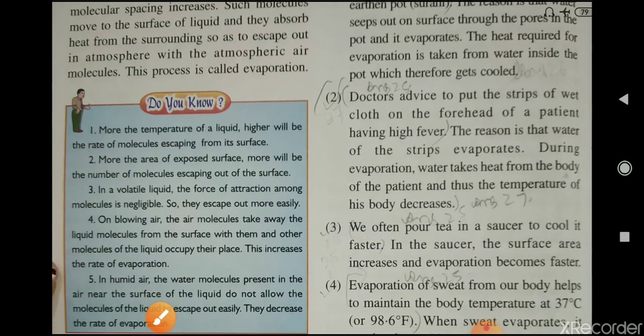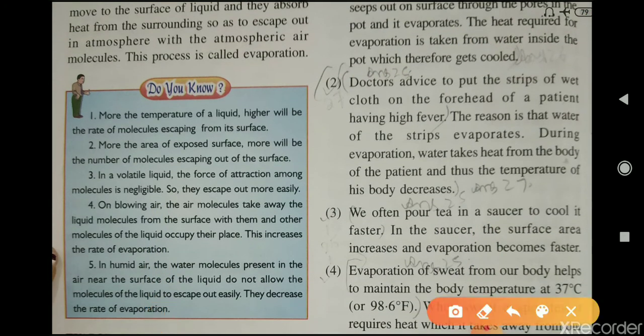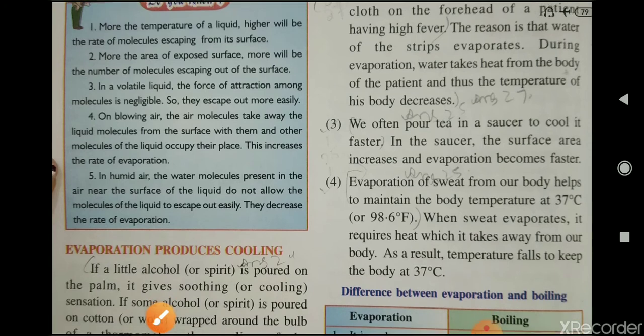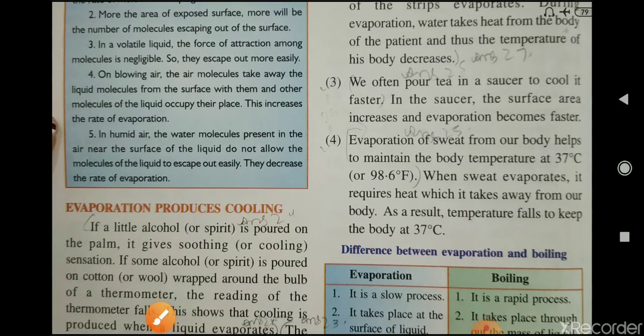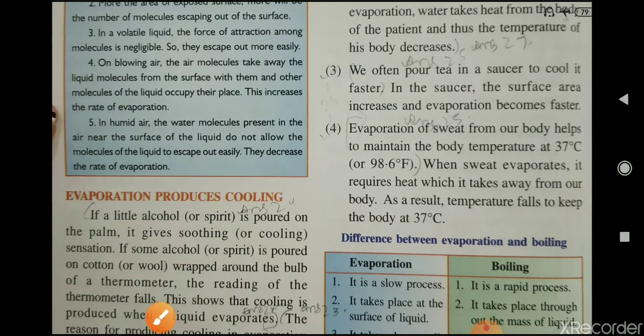Second one is, doctors advise to put strips of wet cloth on the forehead of a patient having high fever. The reason is that the water of the strips evaporates, and during evaporation, water takes heat from the body of the patient and thus the temperature of the body decreases. Third, we often pour tea in a saucer to cool it faster. In the saucer, the surface area increases and evaporation becomes faster.